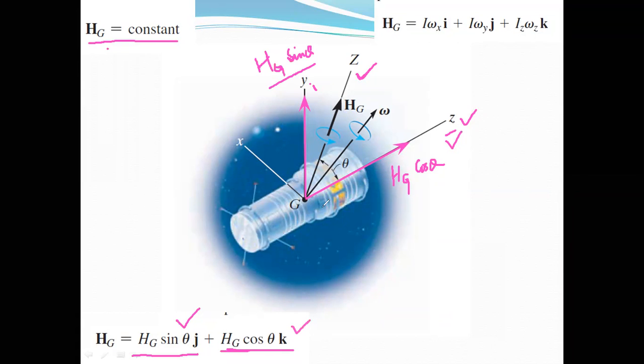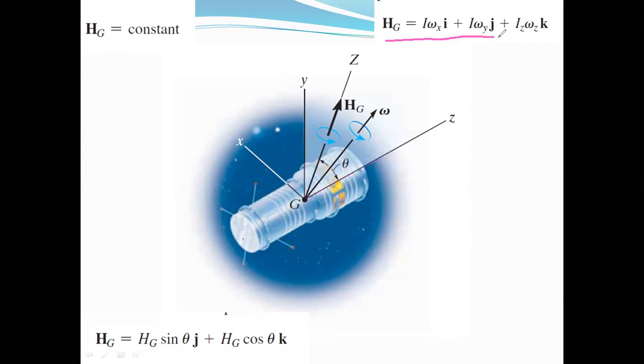Fine. Now we already know the equation, the equation of hg. We have already derived this equation. That is, the angular momentum of a rigid body in 3 dimensions is given as hg equals the moment of inertia about the x-axis multiplied by the component of angular velocity along the x-axis.